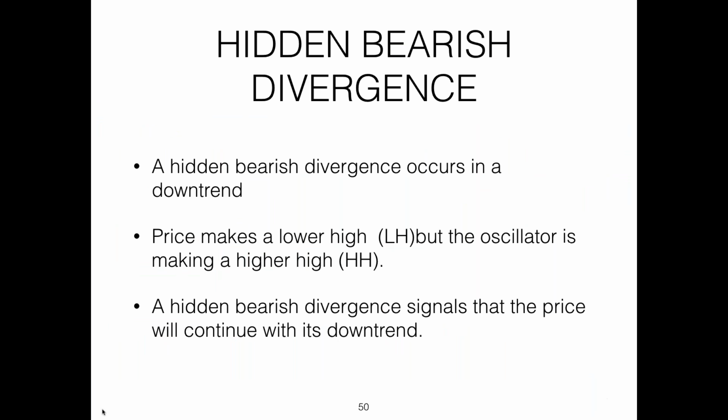Now what is a hidden bearish divergence? It occurs in a downtrend. It is when price makes a lower high, but the oscillator is making a higher high. A hidden bearish divergence signals that the price will continue with its downtrend.